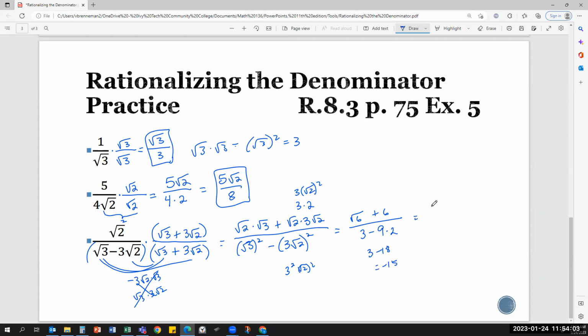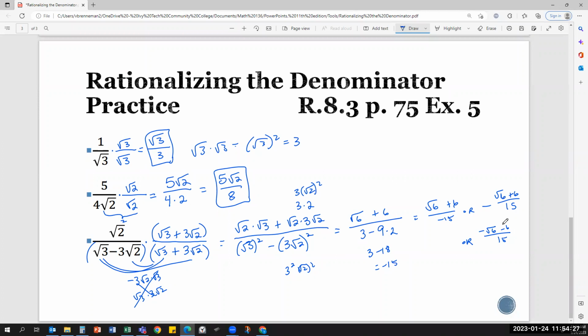So we can write that as square root of 6 plus 6 over negative 15, or a negative out front of the whole fraction of square root of 6 plus 6 over 15, or apply the negative to the top and have negative square root of 6 minus 6 over 15. Any of those would be acceptable.